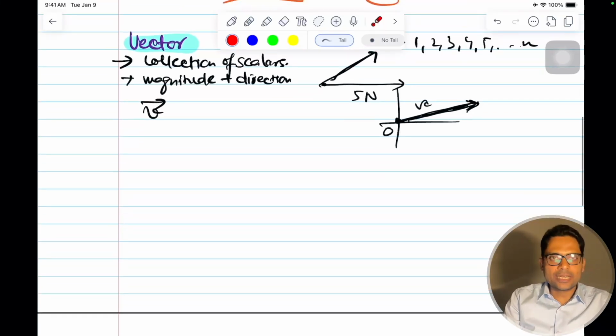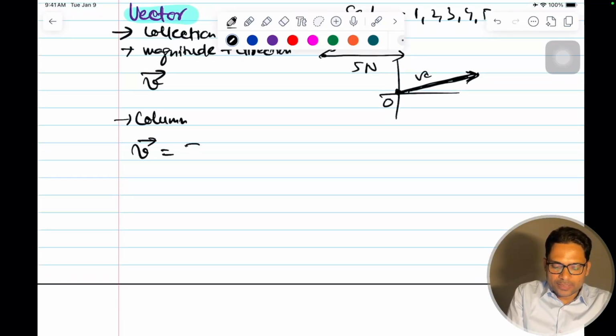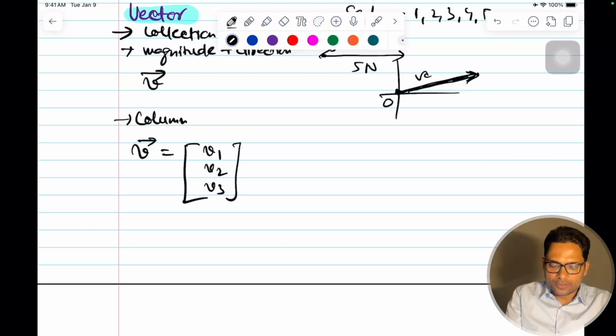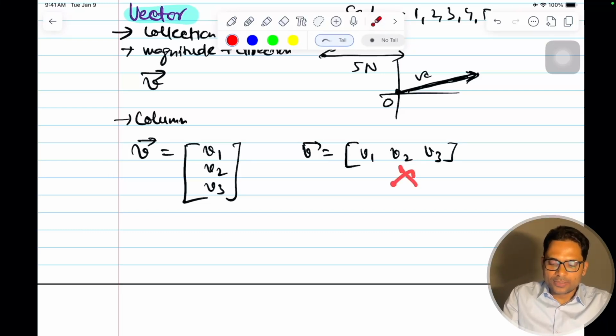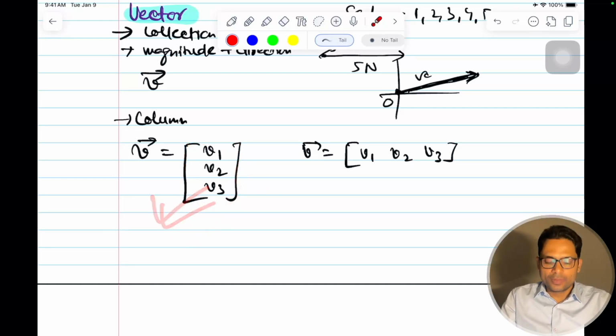And when we say it's a collection of scalars, we represent a vector as a column vector. Okay, so column vectors are always represented as a column. Say for example, if I have vector V, this is represented as V1, V2, V3 in this format, not in this format. If I say V is equal to V1, V2, V3 written horizontally, this is row format. This is not the format. This is the one. So that's the convention we will be following. A vector is represented as a column vector. These numbers V1, V2, V3 are scalars, but a collection of them.